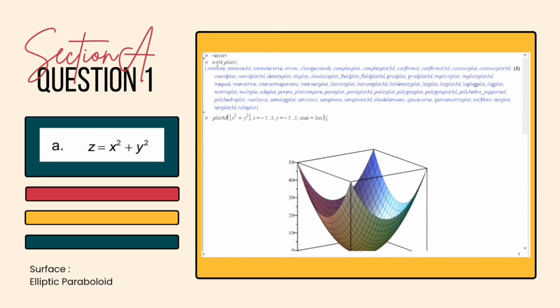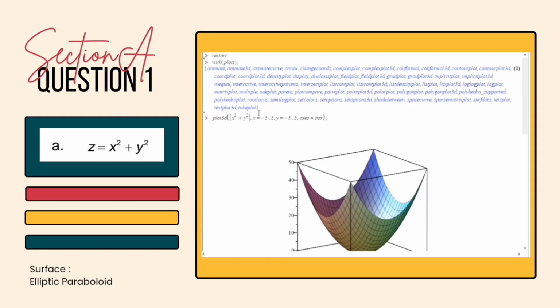For the section A, question 1, I choose question A which the equation is z equals to x square plus y square. For the first step, in Maple coding, I put restart and then with plots. Don't forget to put the semicolon. And then there will an output appear. As you can see, the long one is the output.